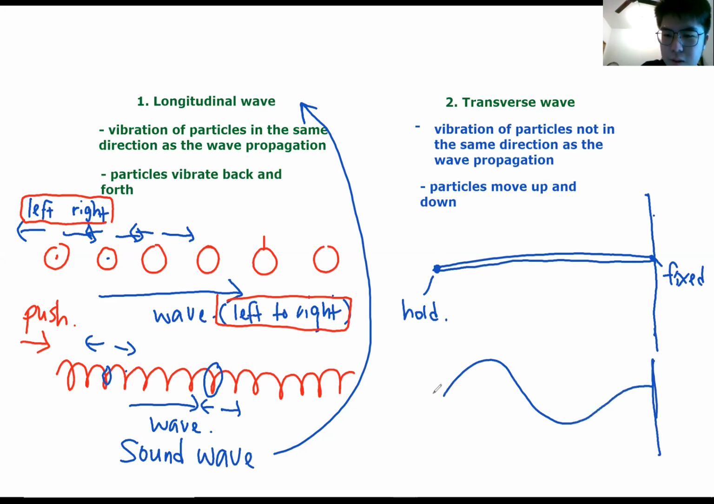This is the wall. This is what you see if you suddenly flick the rope. Right? So this is an example of transverse wave. So how is it different?